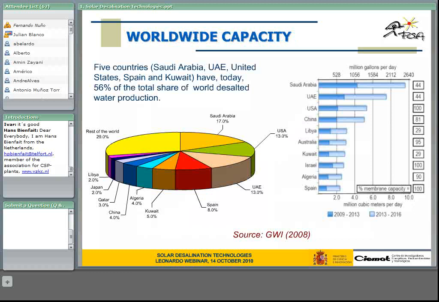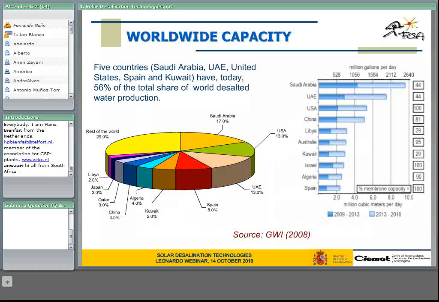Here on the upper left, you can see the current percentage of the technologies in each country. For instance, in Saudi Arabia, the expected membrane capacity is 45%. So this means that in Saudi Arabia, about 40% of capacity is from reverse osmosis and 60% from thermal. Other countries like the US and China rely basically on membrane processes, I mean reverse osmosis. Also other countries like Israel and Algeria, but the figure is completely different in countries like Kuwait and Libya.